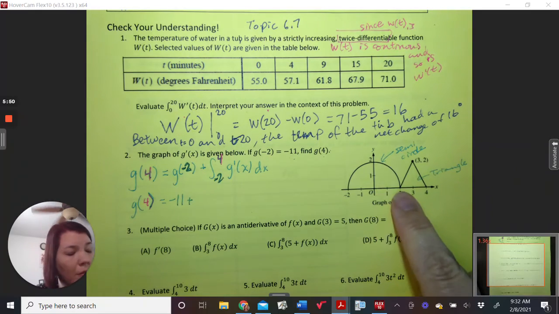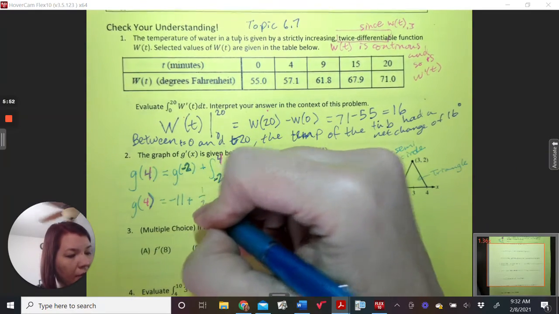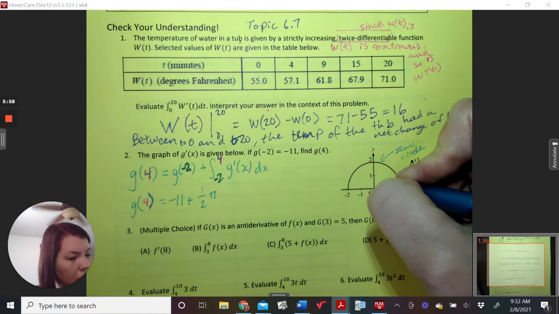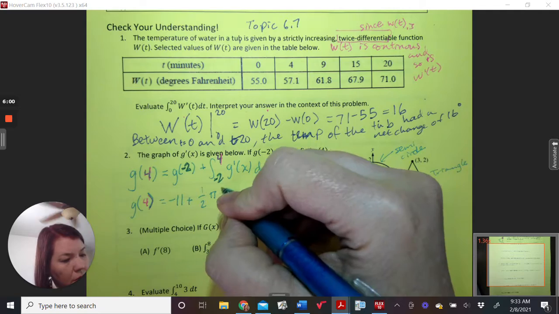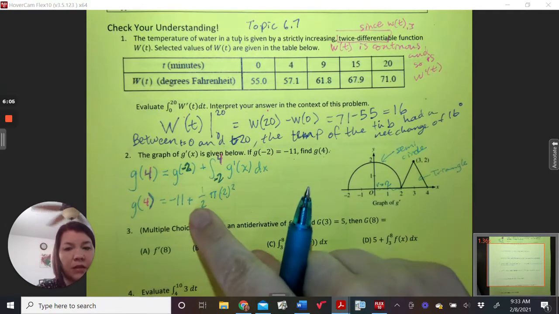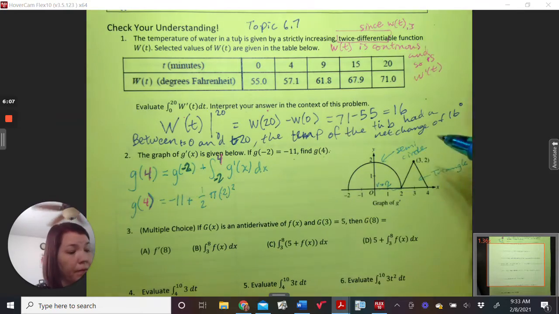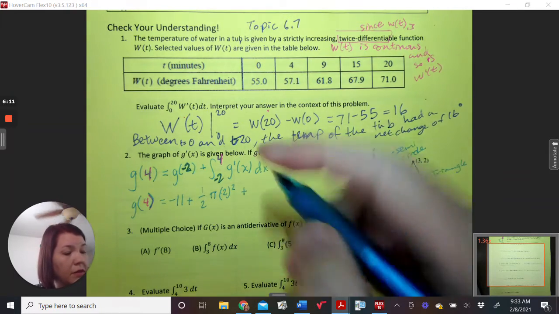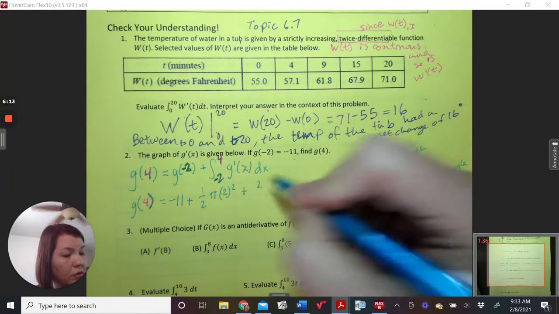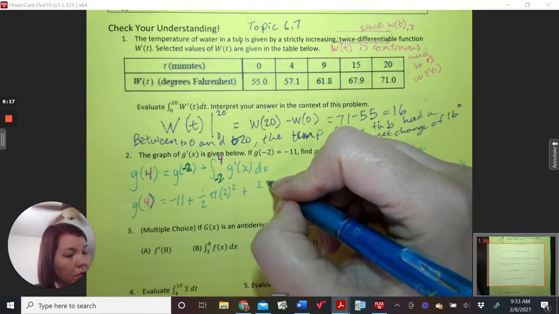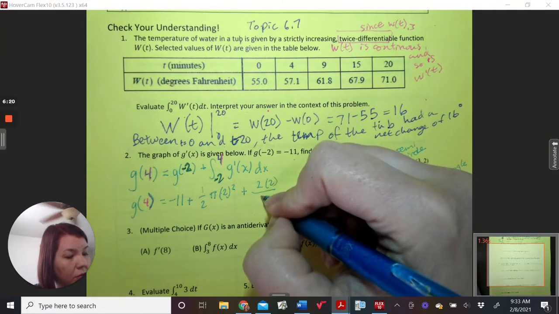So this is half a circle, so 1/2 pi r squared. R is 2. So 2 squared, times 1/2, because this is a semicircle, pi r squared, plus the area of the base, which is 2 times the height, which is 2, divided by 2, or times 1/2.